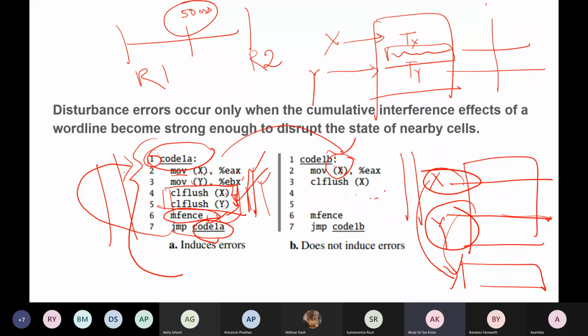Code 1B does not induce errors because the word line will always be high in that code. Is that right? In code 1A, we are going to access two rows, X and Y. Exactly. Whereas in code 1B, as we will only be accessing one row, the word line of that row will always be high, always be open. So that toggling is not there. If there is no toggling, there is no such high charging or discharging in the intermediate rows. Okay, got it.